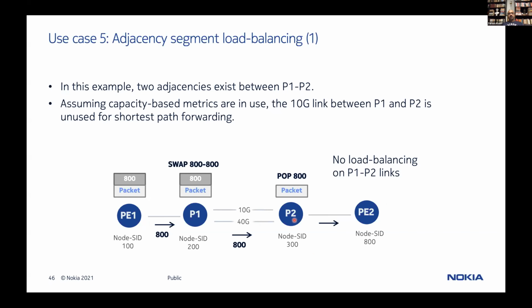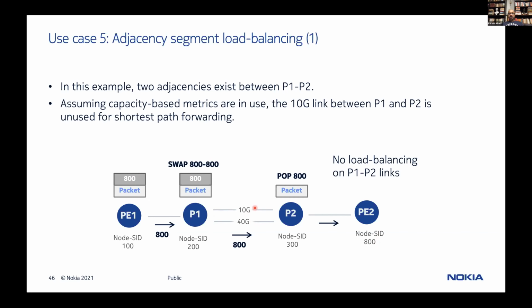If we turned on segment routing, it'd be pretty simple, right? You'd have P2 advertising a node SID of 800. So P1, to send traffic to P2, would use a node SID of 800. It'd go to P1 and swap 800 for 800, and then it would send it out on the lower link, because it's doing shortest path forwarding. And that means that this 10 gig link will not be utilized at all, right? Assuming the metrics are based on capacity. So, this is not an ideal situation to have.